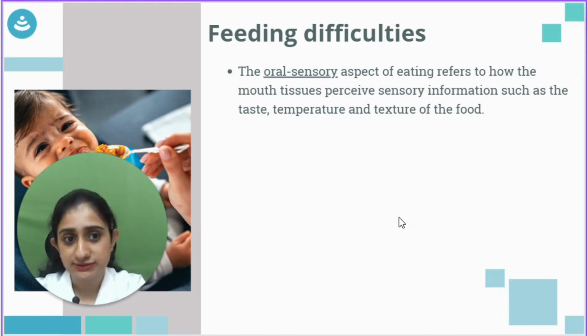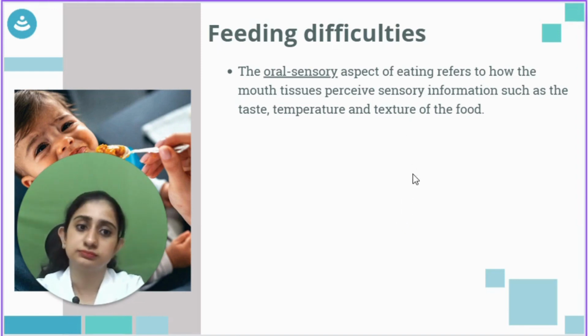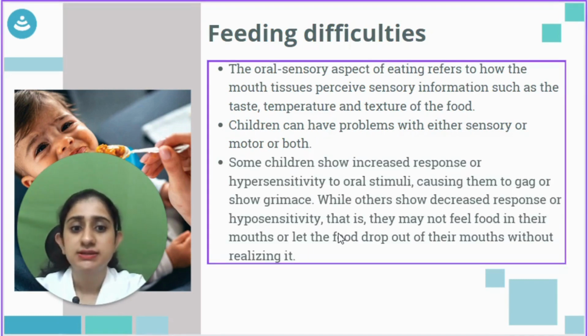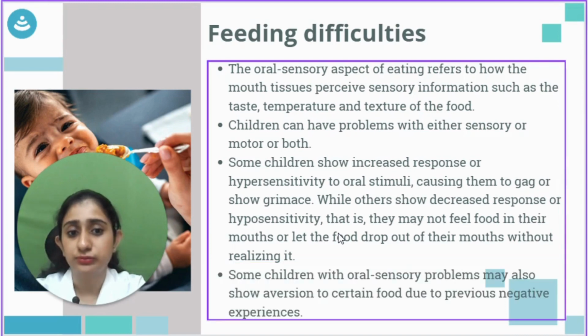The oral sensory aspect of eating refers to how the mouth tissues perceive sensory information such as the taste, temperature, and texture of the food. Children can have problems with either sensory or motor, or sometimes both. Some children show increased response or hypersensitivity to oral stimuli, causing them to gag or grimace, while others may show decreased response or hyposensitivity, that is, they may not feel food in their mouth or let the food drop out of their mouth without realizing it. Some children with oral sensory problems may also show aversion to certain foods due to their previous negative experiences.